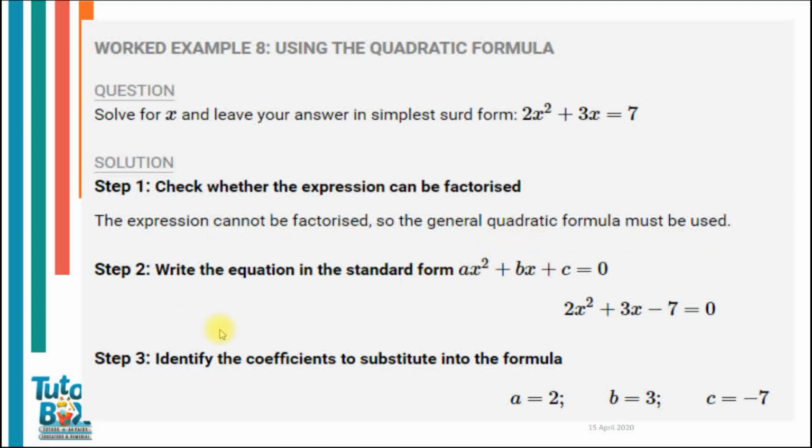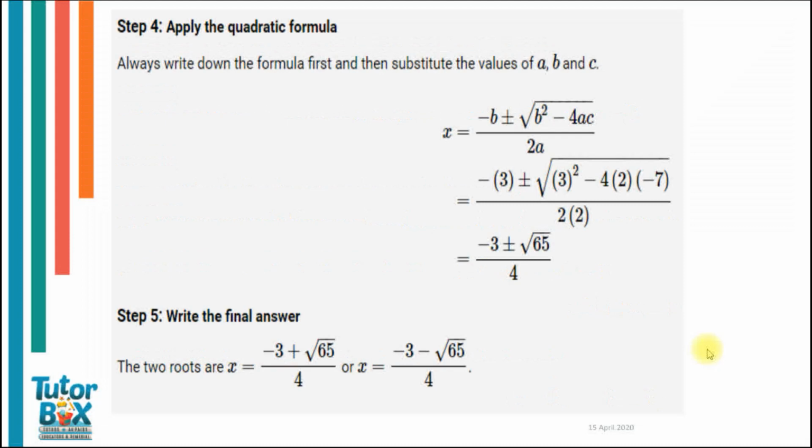Step 2, you write the equation in the standard form, ax squared plus bx plus c is equal to 0. If you bring the 7 this side, we get 2x squared plus 3x minus 7 is equal to 0. Step 3, you identify the coefficients to substitute into the formula. My a is 2, my b is 3, and my minus 7 is my c. And this is our formula: x is equal to minus b plus or minus the square root of b squared minus 4ac all over 2a.